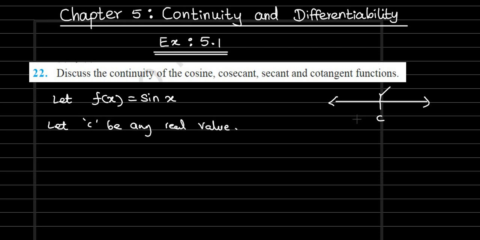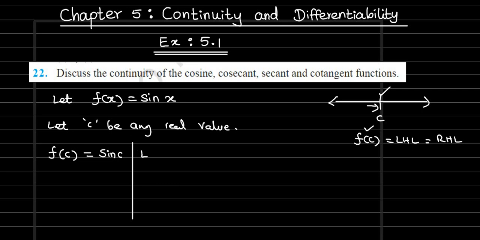Now to check the continuity, what things are required? So we need f of c. Okay, then the left hand limit is required at c and the right hand limit is required. So when all these values coincide, we can say that the function is continuous, right? So let me find f of c first. In place of x, I'm going to replace c. Then f of c equals sine c. Now the same result we have to get for the left hand limit as well as for the right hand limit.